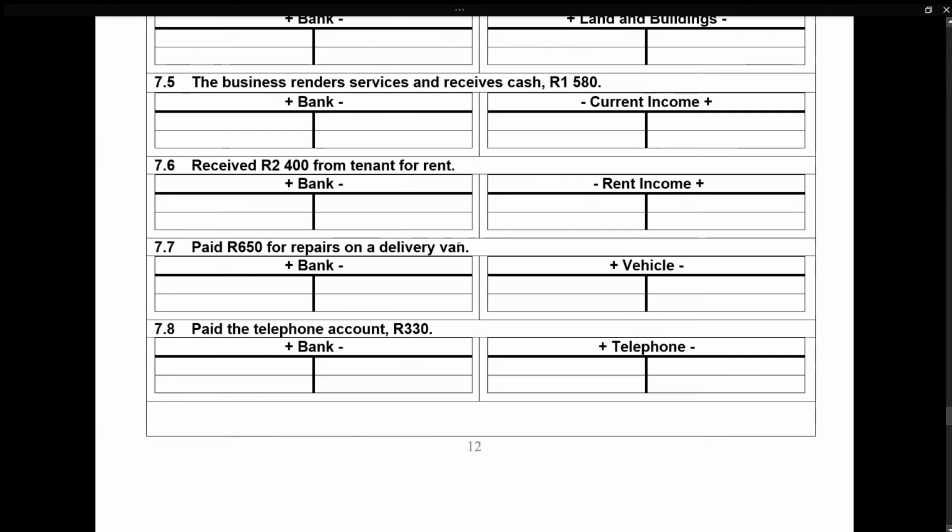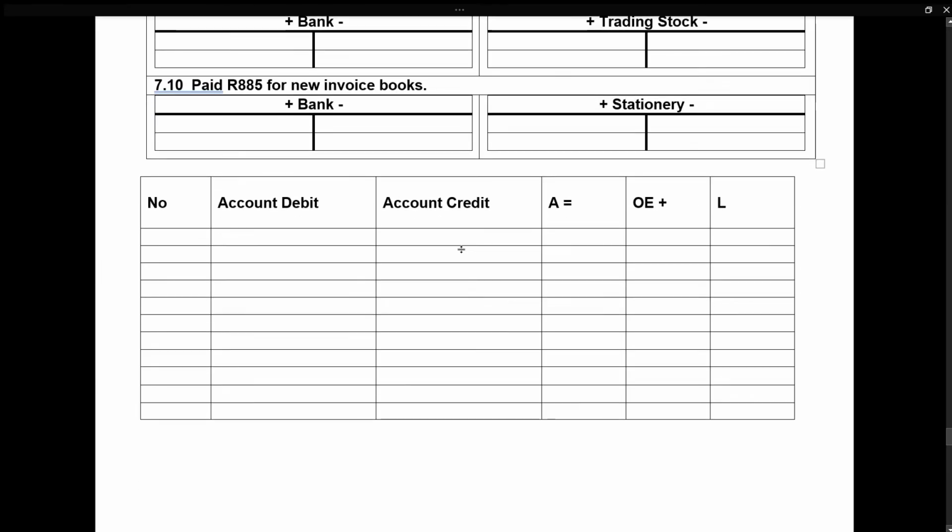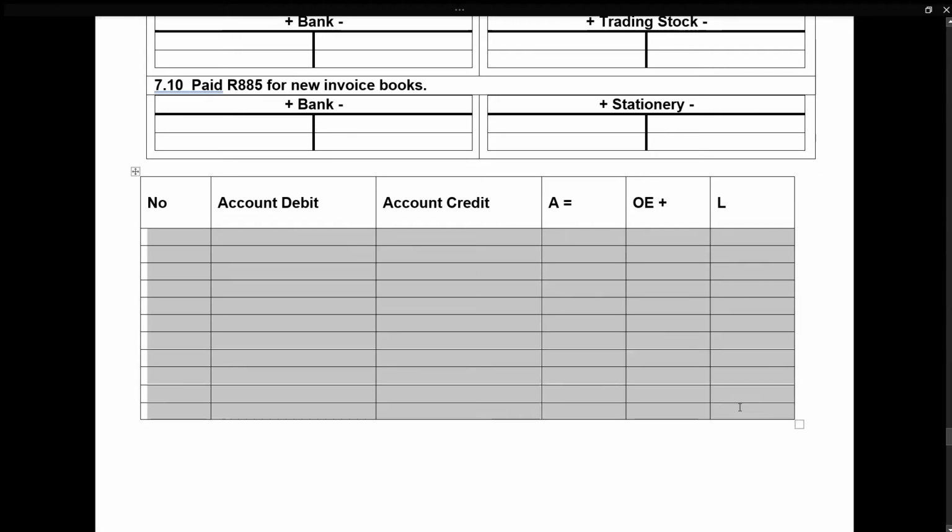So I'm going to do each one of these with you in the T account, and then after I've done the T account I will fill it into the accounting equation afterwards. This is where you will get your marks and the part that the teacher will see.